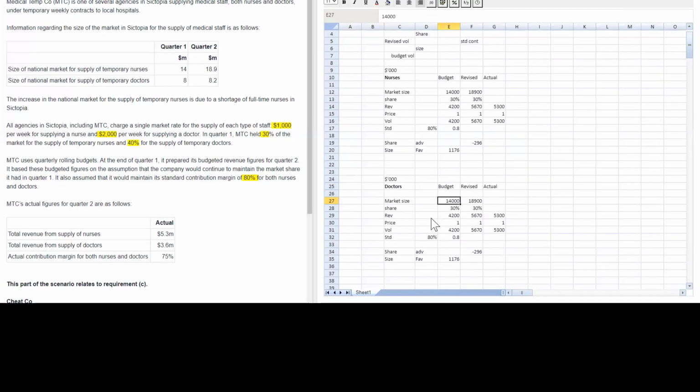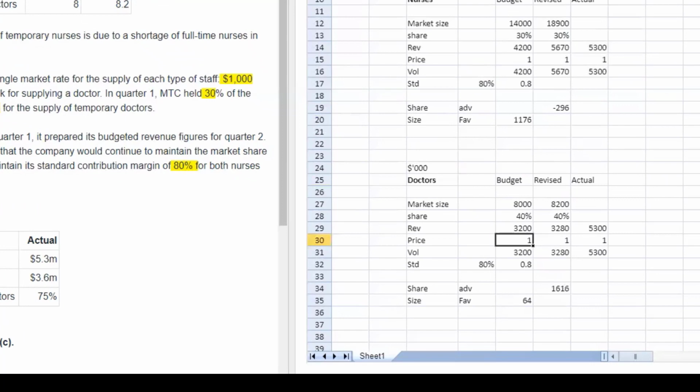So for doctors, the figures are 8,000 and 8,200 market size. They have 40% of the market for doctors. So we just need to set that to 40%. And so hopefully you can see all my formulas are automatically working. The price for doctors is 2 per week. So that's going to be 2, 2, and 2. And the revenue is 3.6, so it's 3600.